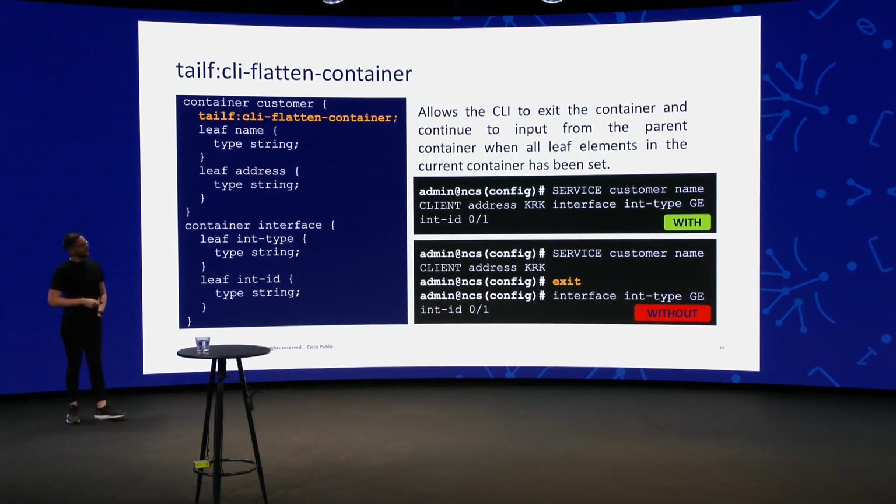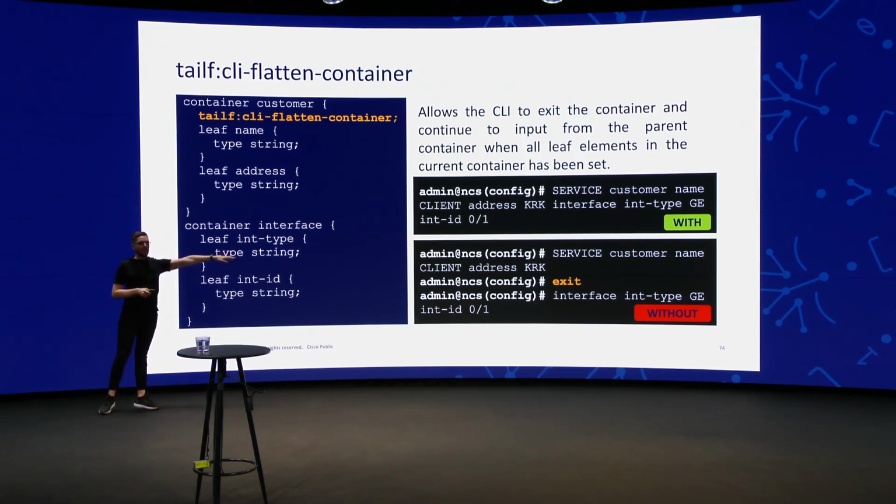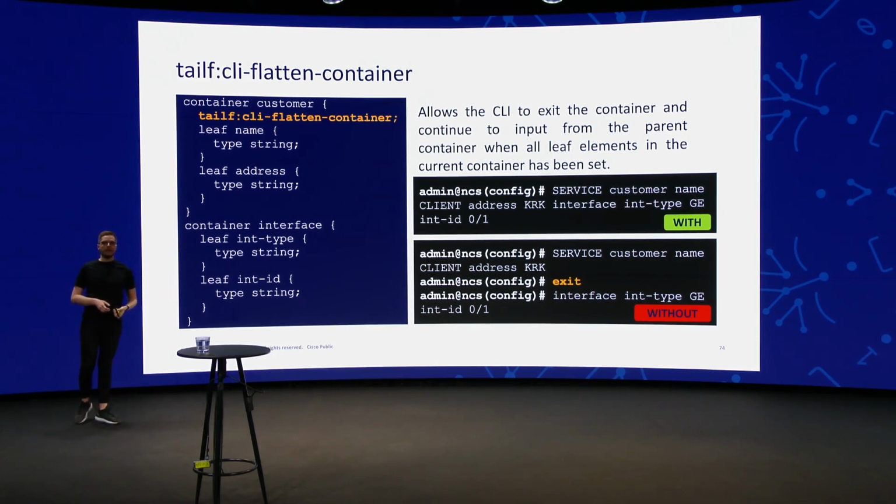Tailf CLI flatten container, just again to enhance the experience of the operator and speed up the process of configuring the service. Here the goal is that if we fulfill all of the leaf elements in this container where it is used, we don't then need to specify exit in order to go back and enter another container to fulfill other parameters. Small change, but it actually allows you to speed up again and enhance the experience of the user.